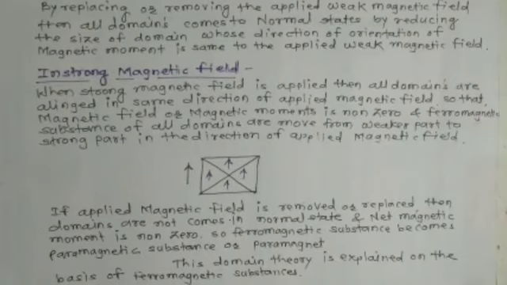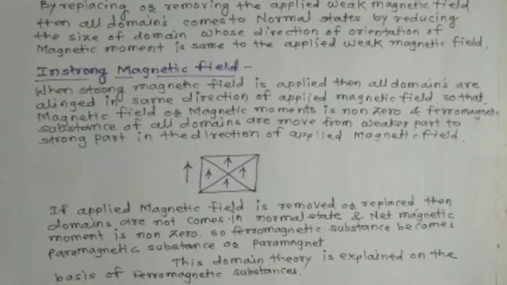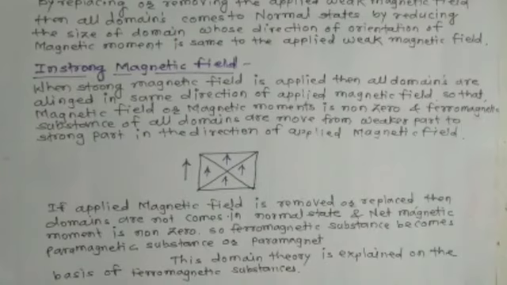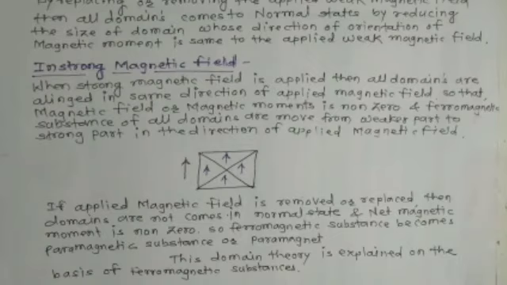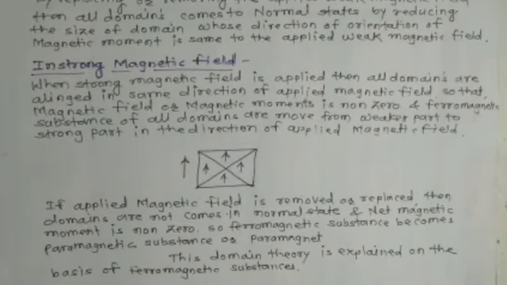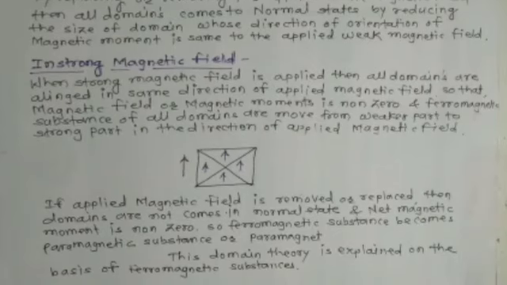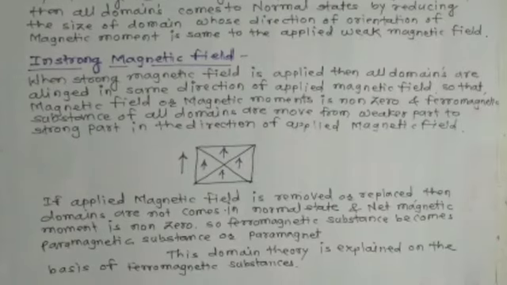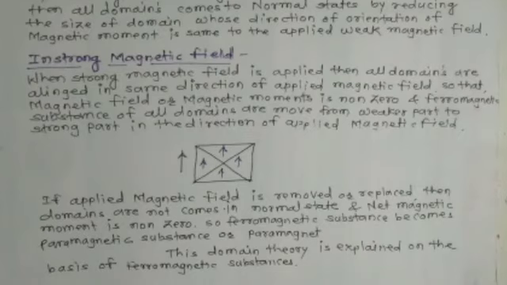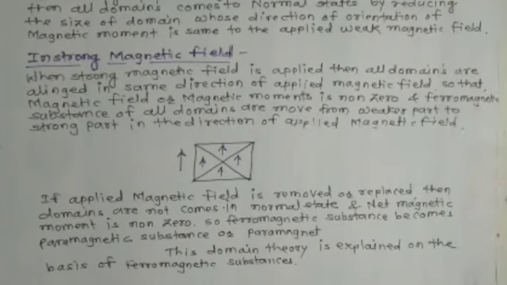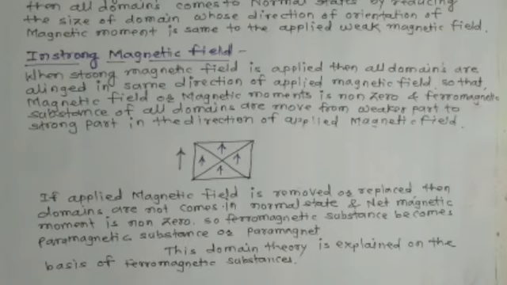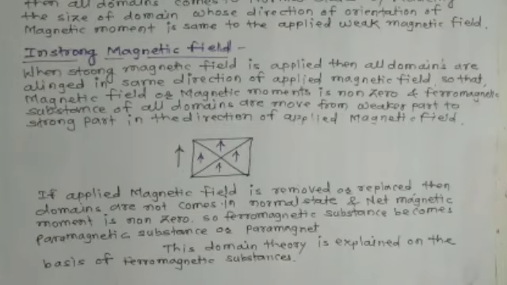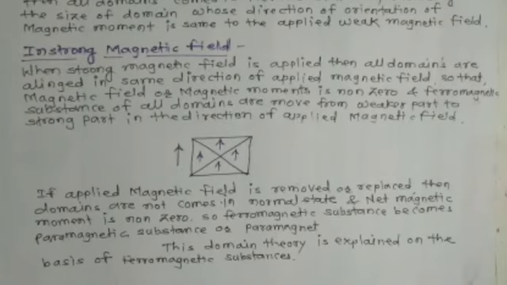But if the applied magnetic field is removed, the domains do not come back to the normal state and the net magnetic moment is non-zero. So the ferromagnetic substance becomes a permanent magnet. This domain theory is explained on the basis of ferromagnetic substance.